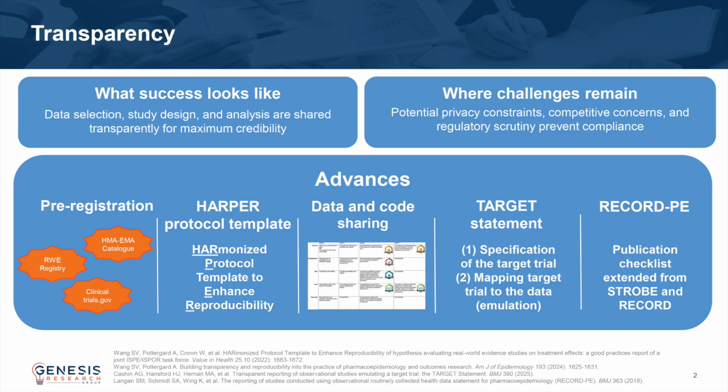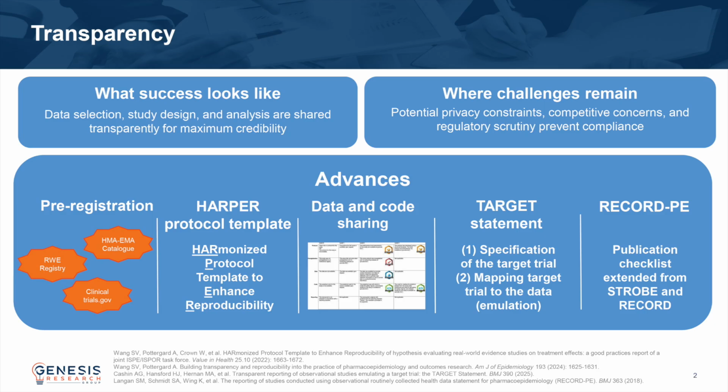Moving to the last cornerstone, transparency. Here, good looks like sharing how data were selected, as well as study design and analysis decisions to ensure maximum credibility and trust. Recently, there have been important advances to support transparency in every phase of ECA work. Pre-registration in forums such as the RWE registry or the HMA-EMA catalog helps ensure that study designs are finalized in advance, promoting accountability and sharing of methods.